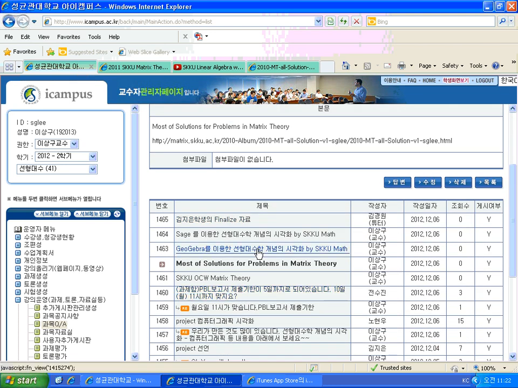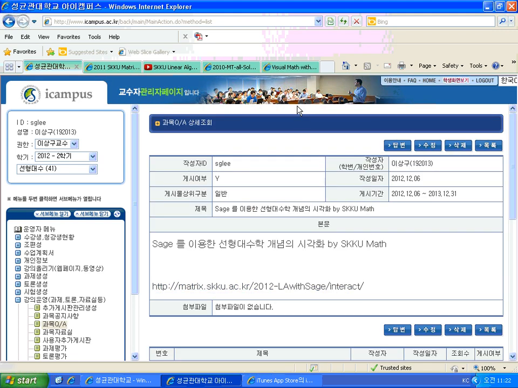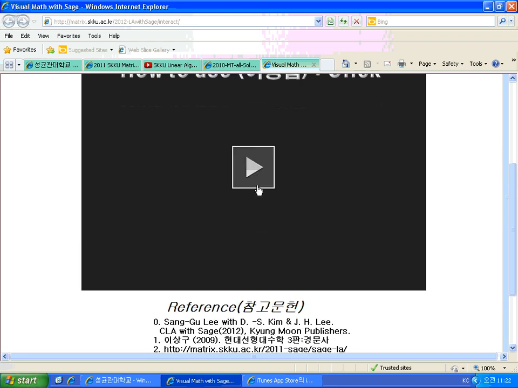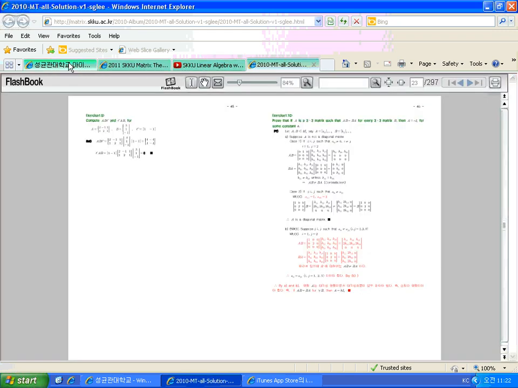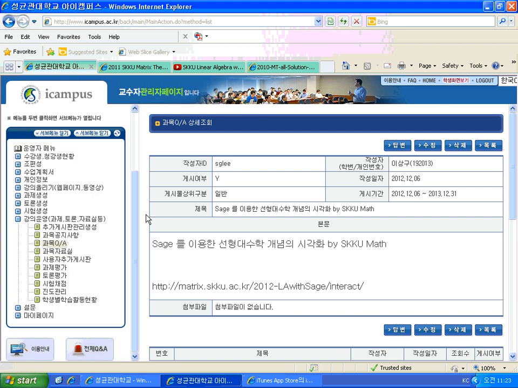And I told you about the GeoGebra and Sage tools and how to use them. Particularly for this one, here, opening new tabs. If you take a look at this explanation, you will easily understand how to use the full capability of Sage to deal with your problems on matrix theory and linear algebra.